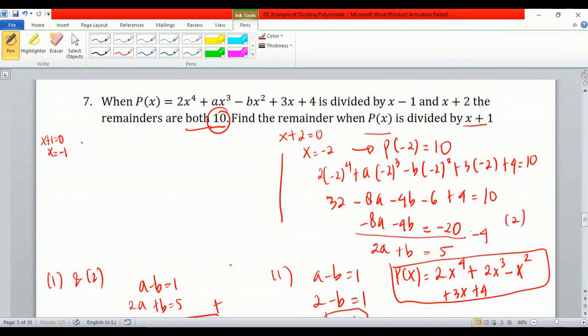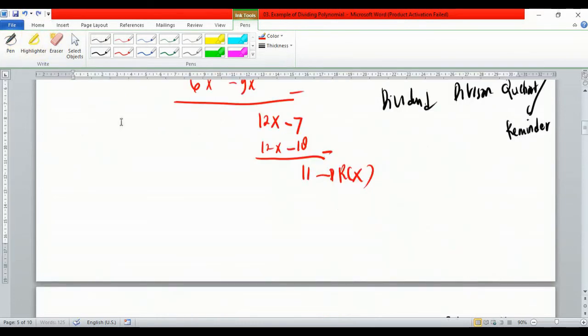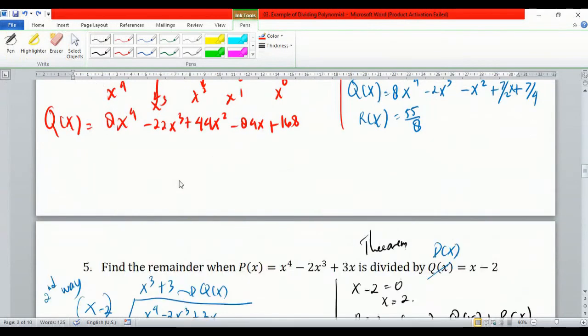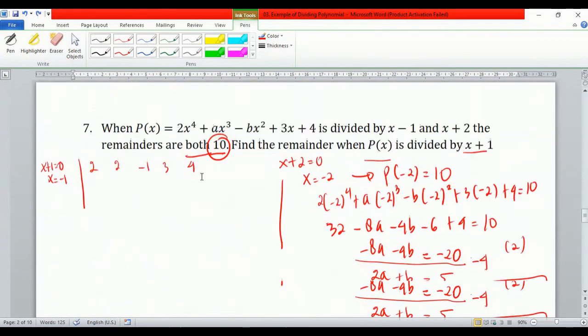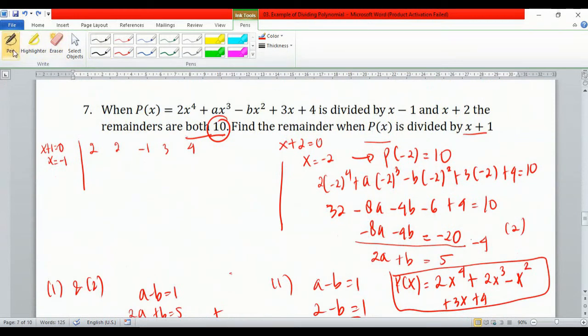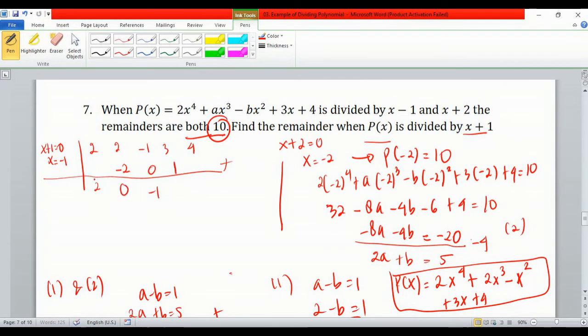So x equals minus 1. Divided by, and then 2, and then 2, 4, 3, and then minus 1, and then 3, and then 4. Okay, this one, oh sorry, let me, this one should be, oh wait, what happened? Okay, sorry everyone. So this one continues. So this one is plus. You need to put here 2 times minus 1, minus 2, 0, 0 minus 1, it's 1. And then 4 minus 4 is 0.